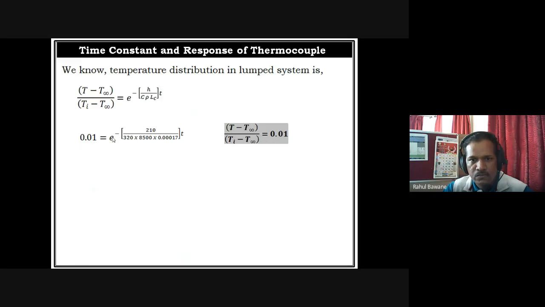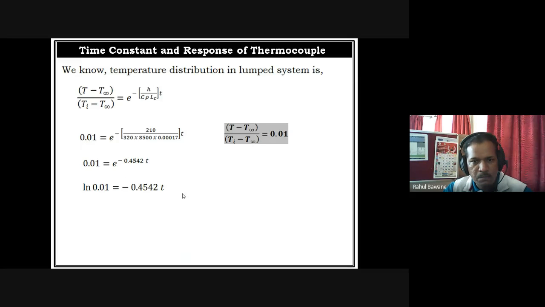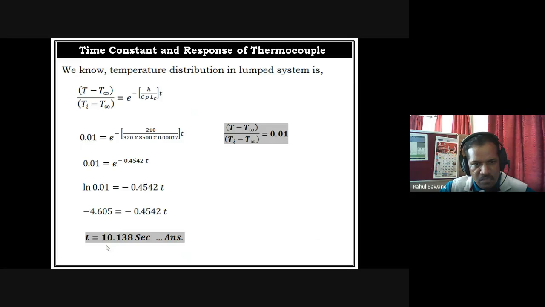So put the values. 0.01 comes from 99% of the initial temperature difference, so this T belongs to that particular 99% temperature difference. On simplifying, we get the time as 10.138 seconds, and this is the time required to attain 99% of the initial temperature difference of the gas stream.